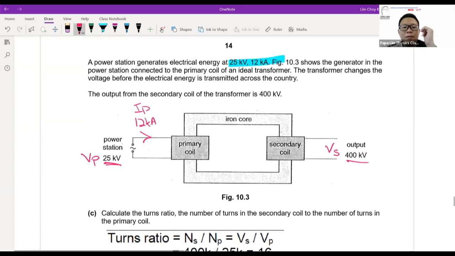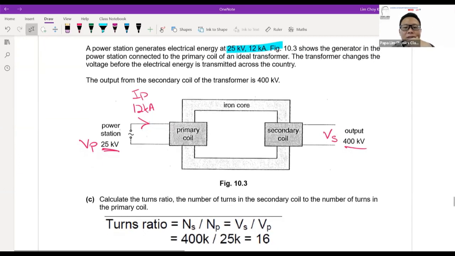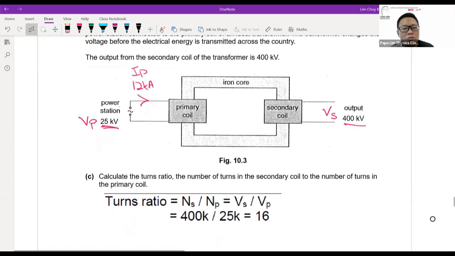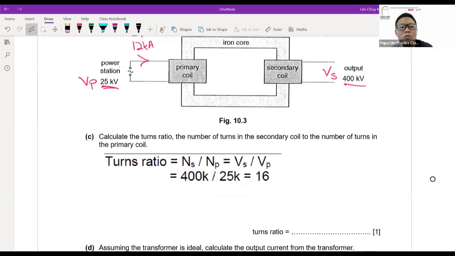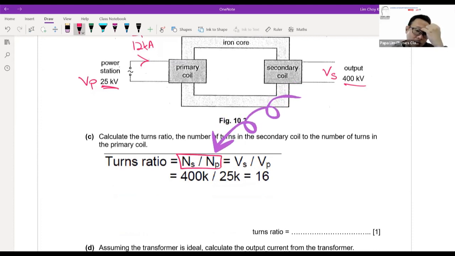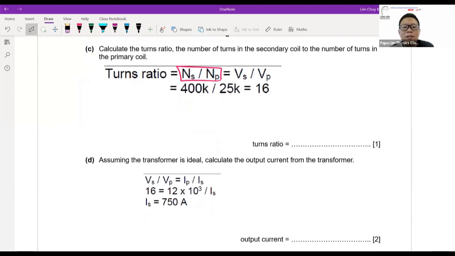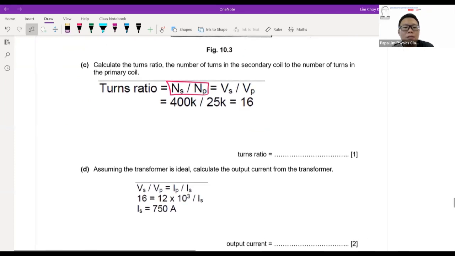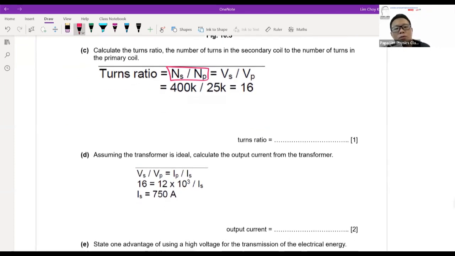Now based on the numbers here, you should be able to identify the first one, the turn ratio. The turn ratio is straightforward, just applying the formula. Remember, turn ratio is NS over NP, not P over S. So you substitute the right numbers, and your answer will come out straightforward. It will be 16. For the ideal transformer, calculate the output current itself. This is another straightforward question where you can just apply the transformer formula: NS over NP, VS over VP, and IP over IS.